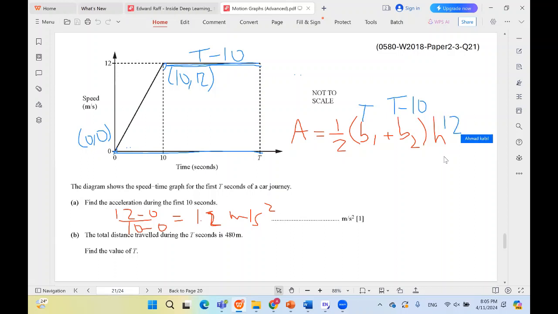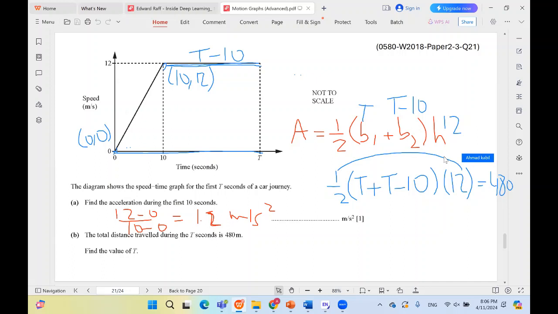So therefore, we have half times t plus t minus 10, times 12, and all of this is equal to 480. So we can multiply the half by the 12 just to get rid of all of this complication. Half times 12 is 6. And then inside the bracket, we have 2t minus 10. And this is equal to 480.